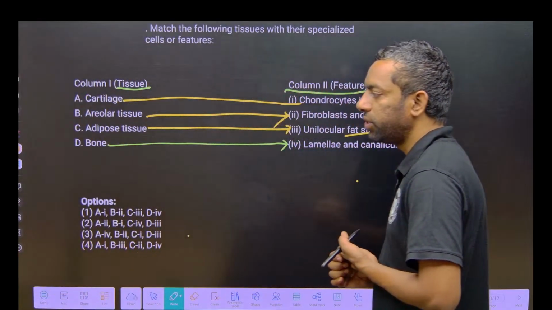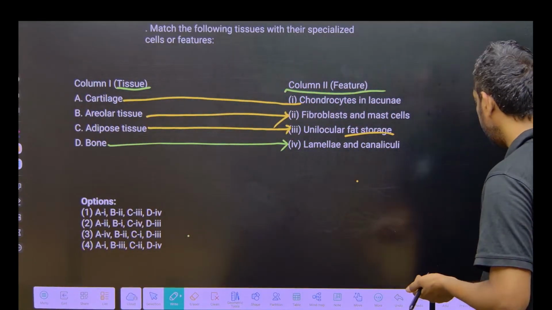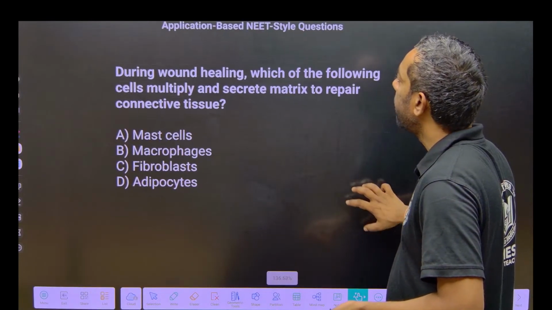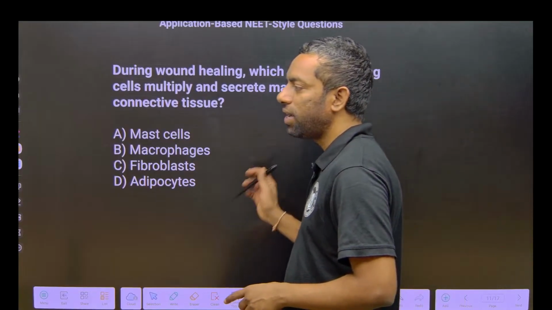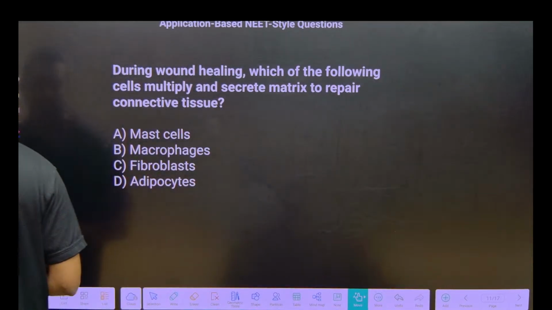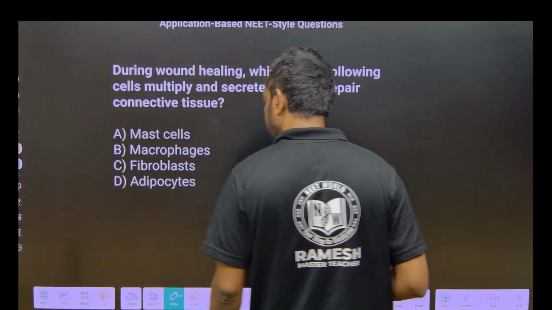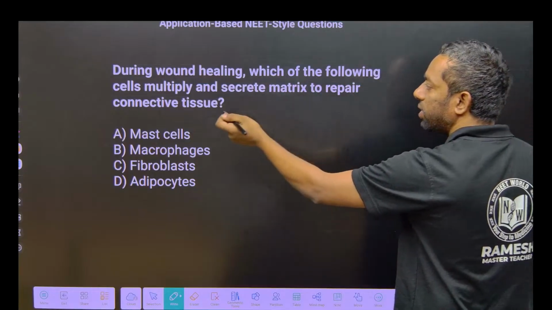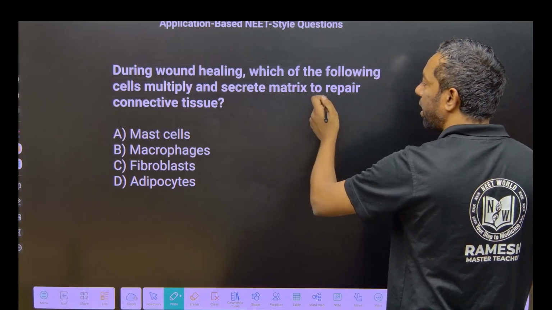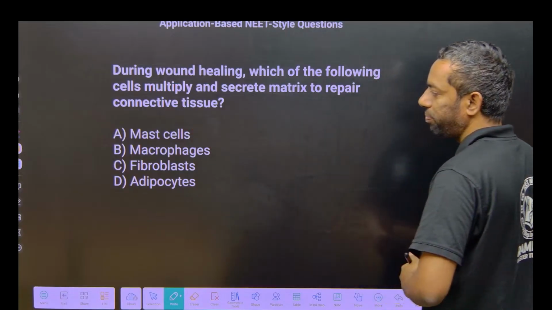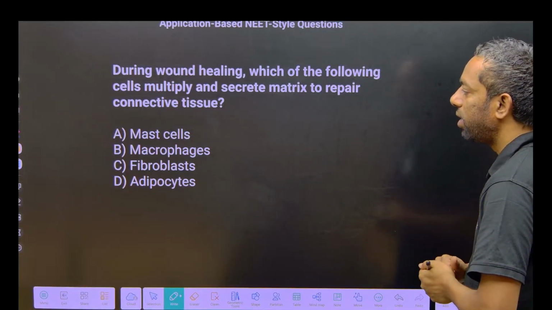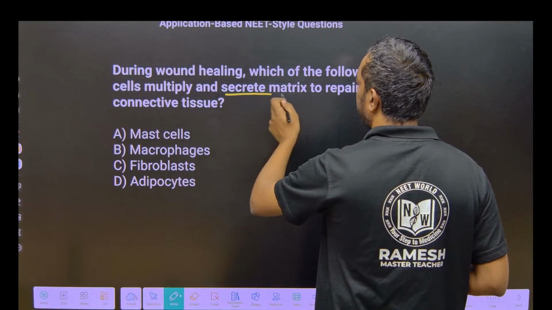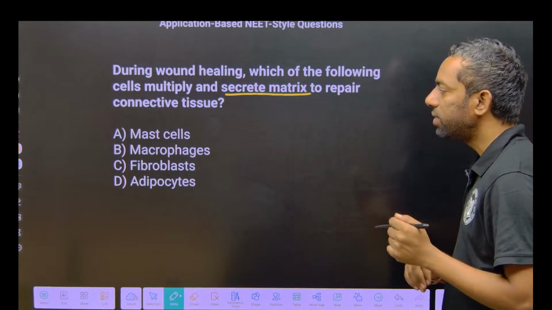Come to the next question. It is an application-based NEET style question, guys, application oriented. During wound healing, which of the following cells multiply and secrete matrix to repair connective tissue? What can produce and secrete matrix here?